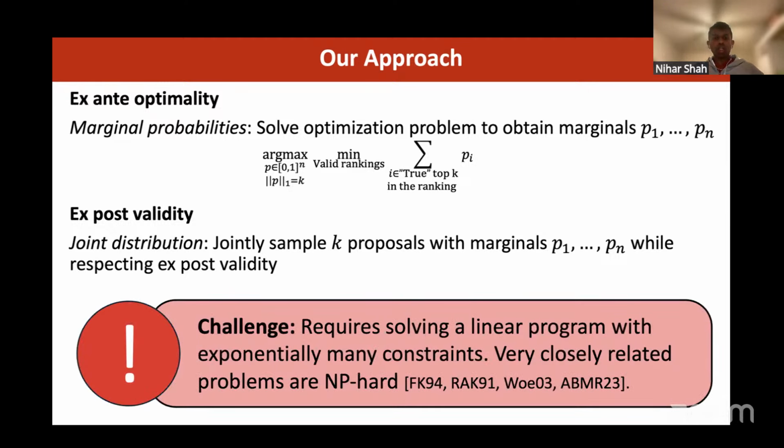Now we want to solve this, but we come across a key challenge: this optimization problem is a linear program with exponentially many constraints. And in fact, in our initial literature search, we found that there were a number of very closely related problems that are all NP hard. And so it is not a priori clear if one can even solve this properly or not.